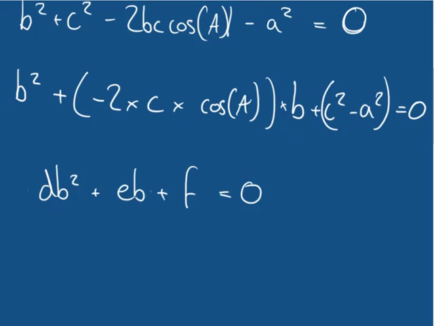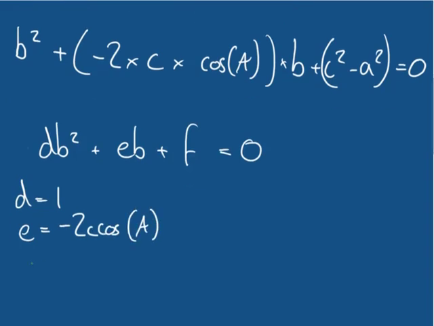If we write it in this form, that means that d is equal to 1 because we have 1b squared. e is equal to minus 2 times c times the cosine of a, so minus 2c cosine of a. And f is equal to c squared minus a squared. Now we know the value of c, we know the angle a, and we know the edge a, therefore we can calculate the values of e and f using a calculator.